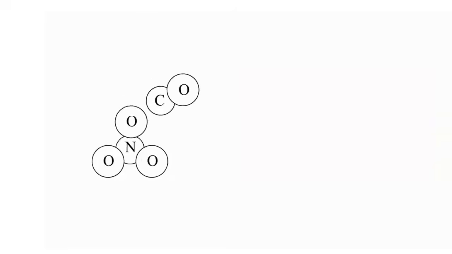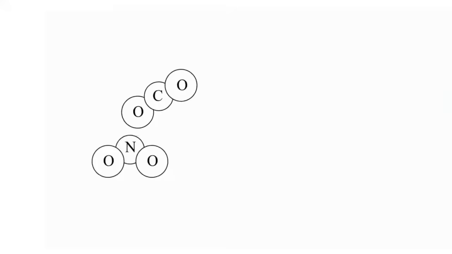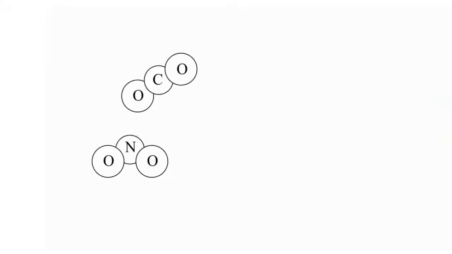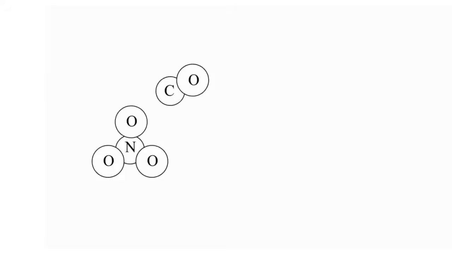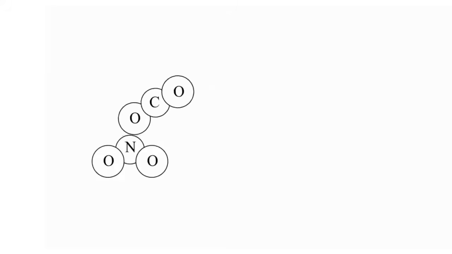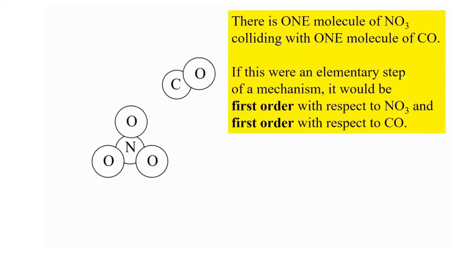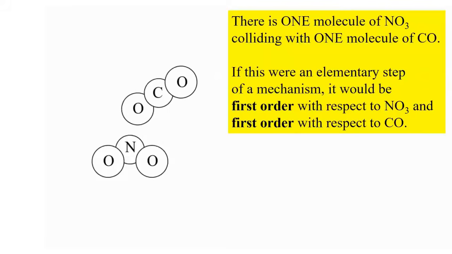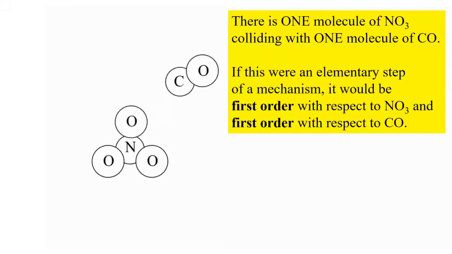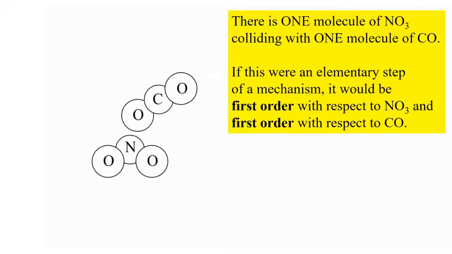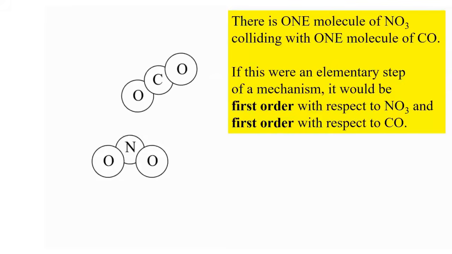Here we have another example of a collision. We have a molecule of CO colliding with a molecule of NO3. A new bond is formed and a bond is broken. If this were an elementary step of a mechanism, it would be first order with respect to NO3 and first order with respect to CO because there is one molecule of NO3 colliding with one molecule of CO.